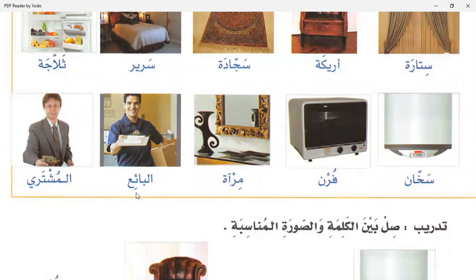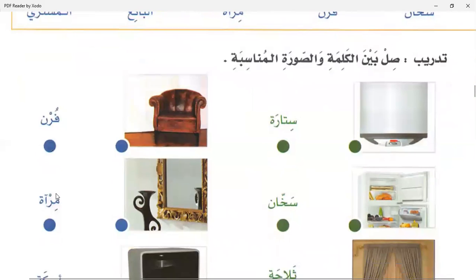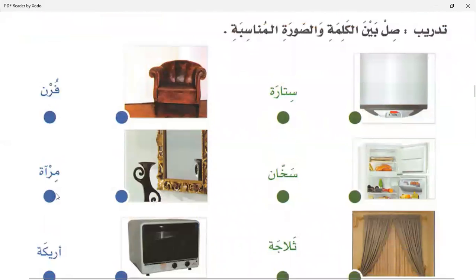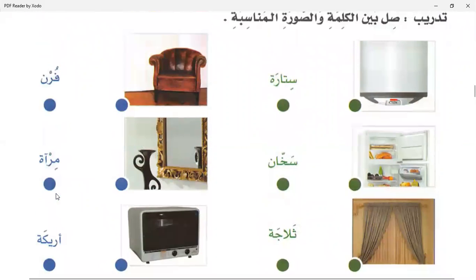Al-Ba'i, seller. Al-Mushtari, buyer. Okay, next we have to differentiate between kalimat wa suratil munasiba. He's asking you to join the word with the appropriate picture. This is your homework. You will upload it to Google Classroom.